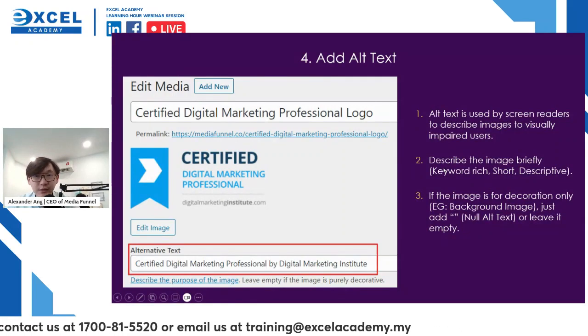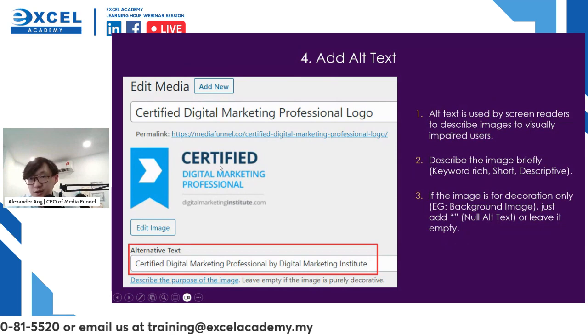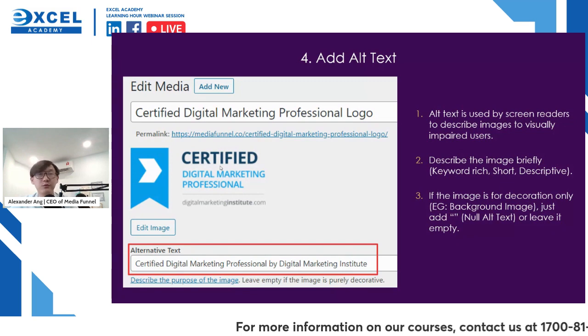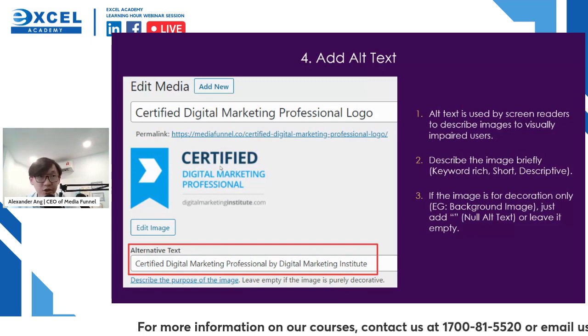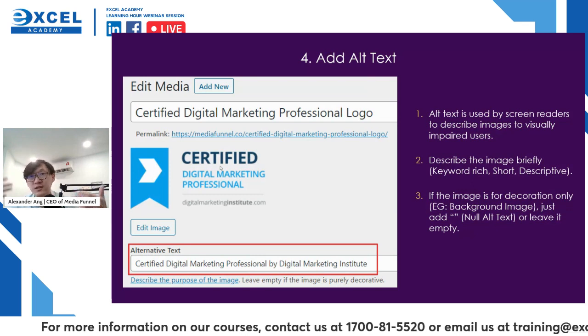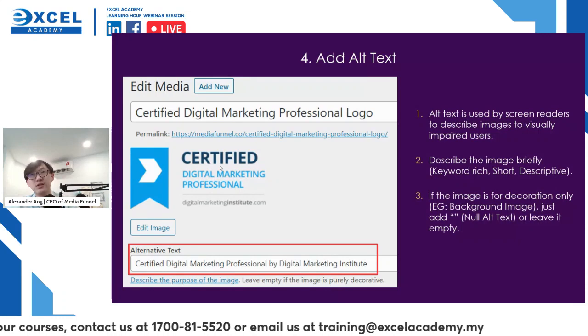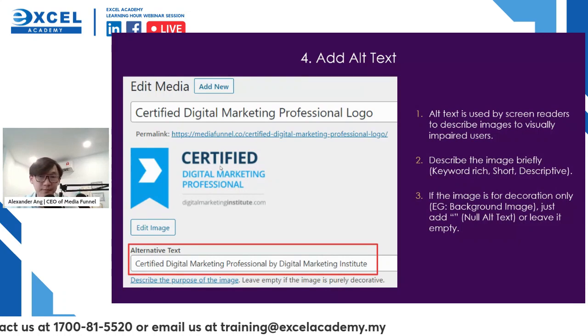So describe the image briefly. You put in keywords, short and descriptive. And who knows, if your image is important and picked up by Google search, it will also appear in where? Google Images, right? People can also discover your website and drive more traffic to your website through Google Images.